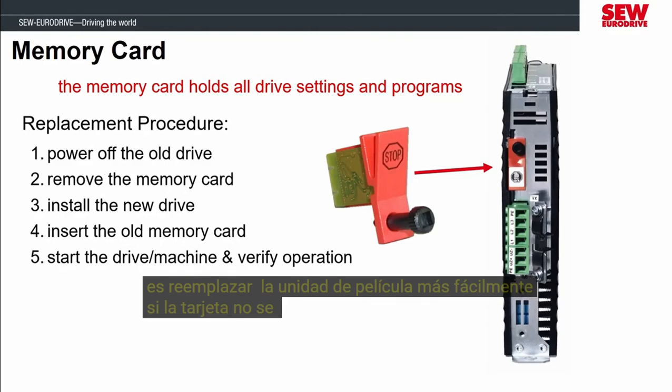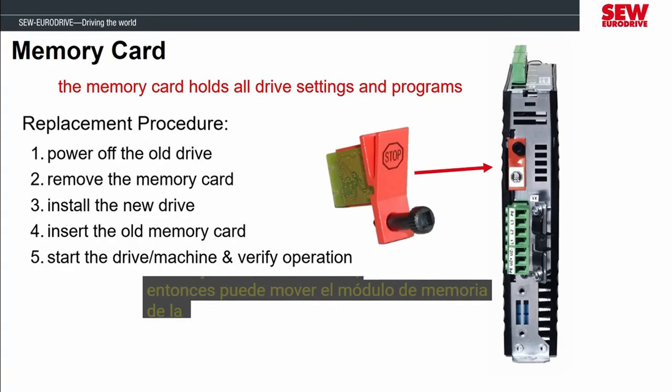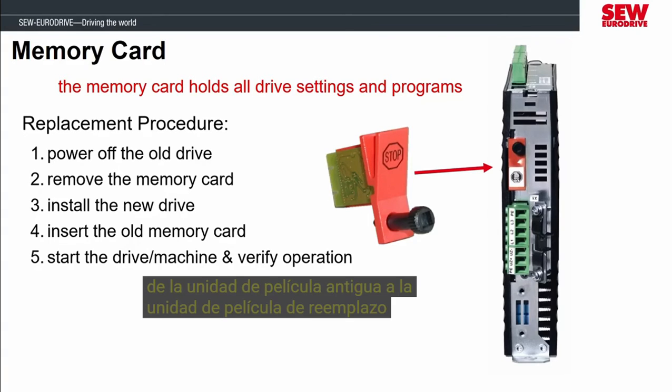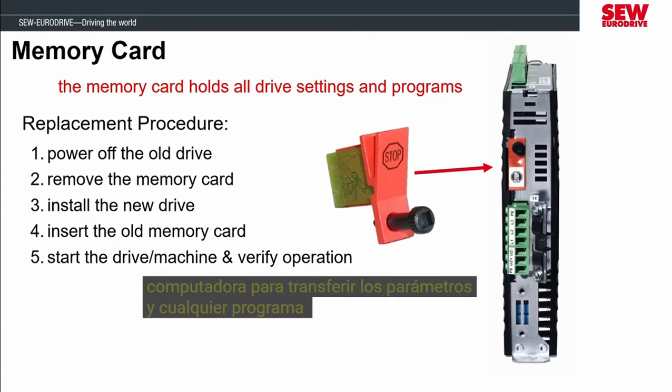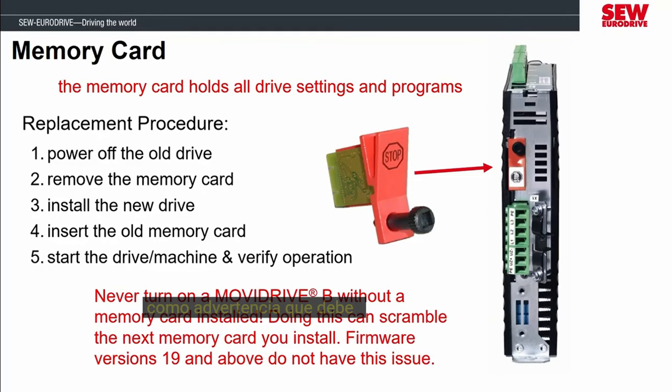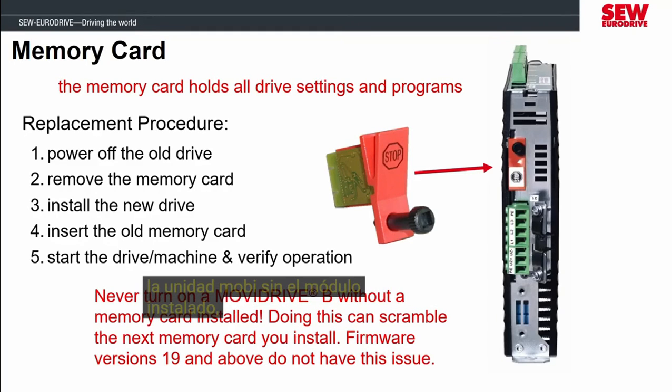If the card hasn't been corrupted, then you can move the memory module from the old MOVIDRIVE to the replacement MOVIDRIVE without having to use the keypad or computer to transfer the parameters and any IPOS programs. As a warning, you should never power on the MOVIDRIVE without the module installed. This was more of a problem in the older MOVIDRIVE Bs, but still, don't do this.